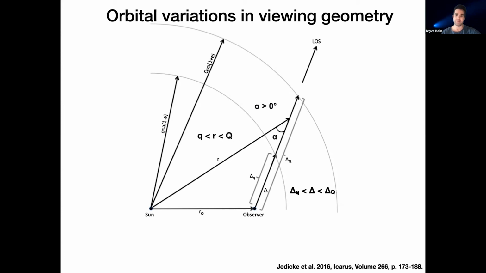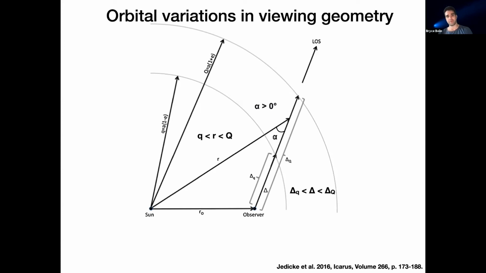And then we have the value of delta, which is the geocentric distance, which, for a given line of sight vector pointing towards the direction of an object, can range between delta lowercase q and delta uppercase Q. That is the minimum and maximum delta that the object can be along that line of sight.